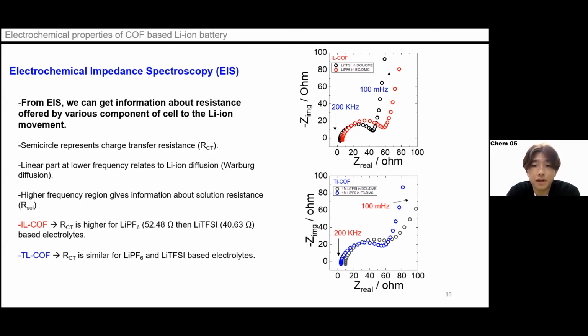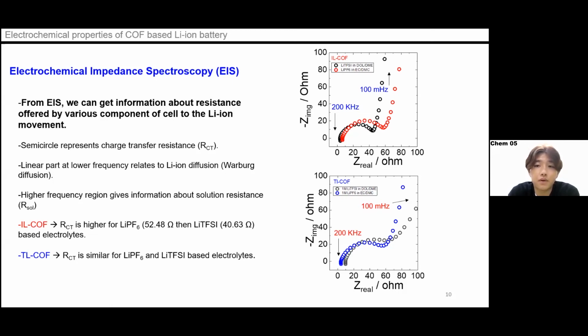On this page, we'll discuss electrochemical impedance spectroscopy. In general, from EIS, we know that the diameter of the semicircle represents charge transfer resistance. Then the linear part at low frequency means lithium-ion diffusion. And finally, the starting point at high frequency means solution resistance.